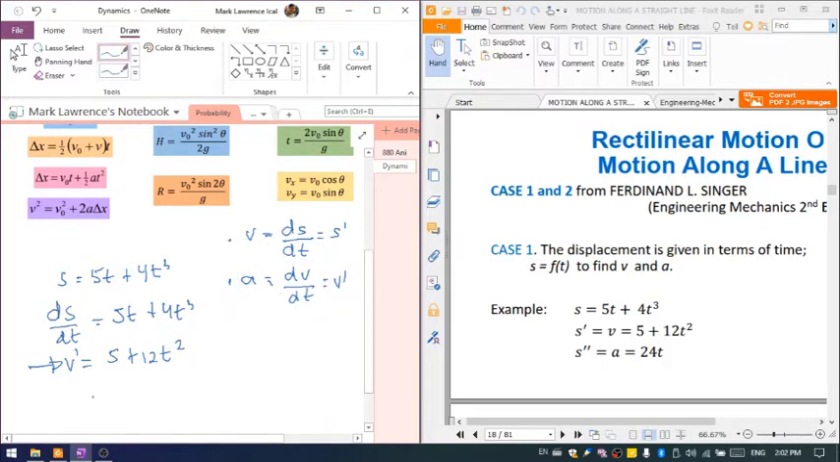So v prime is acceleration, which is equal to the differential of 5, which is 0, a constant. The differential of 12t squared is 24t. Okay, so I forgot that v prime is also equivalent to s double prime. So s prime is velocity, s double prime is acceleration, v prime is also acceleration.